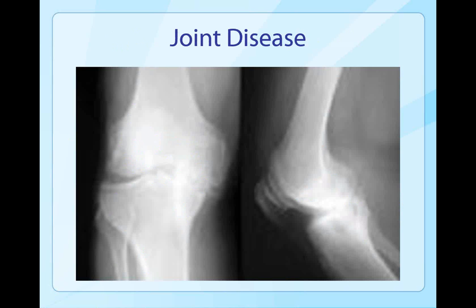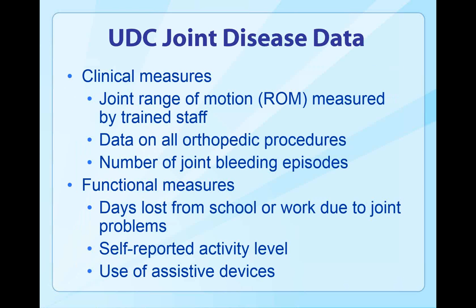I'd also like to give you a couple of examples of how we've used surveillance in the issue of joint disease. The data that we collected as part of UDC on joint disease included some clinical measures, including joint range of motion measurements by trained staff, data on all orthopedic procedures, including joint replacements, and the number of joint bleeding episodes. We also collected data on some functional measures, including days lost from school or work due to joint problems, self-reported activity level that may have been limited by joint problems, and the use of assistive devices such as canes, walkers, and wheelchairs.